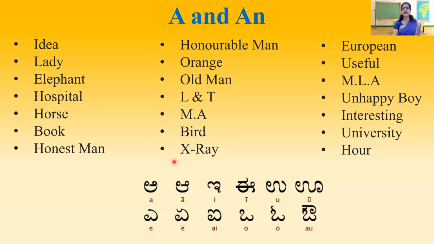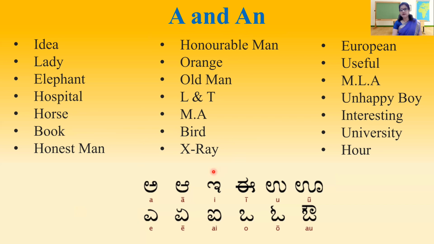X-ray. Here again, X-ray. If you pronounce it, it begins with A. So it is an X-ray machine, not a X-ray machine. Okay. In the same way, Europe. E is a vowel letter, but it gives you sound U, Europe, ya, U. So he is a European.